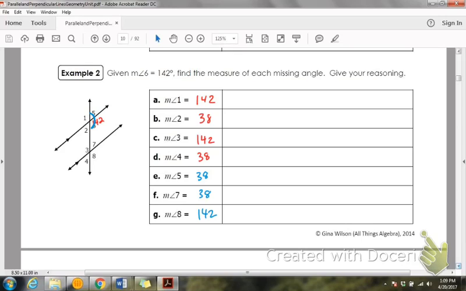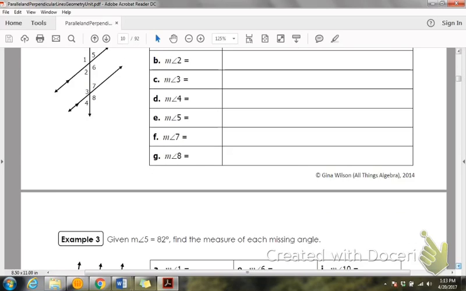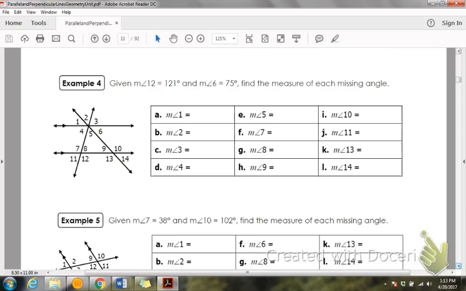Okay, we'll work on the reasoning part of it. Let's go to example 4. So we're going to skip example 3. Let's go to example 4. Just kidding. You guys are going to be fine. Go ahead.